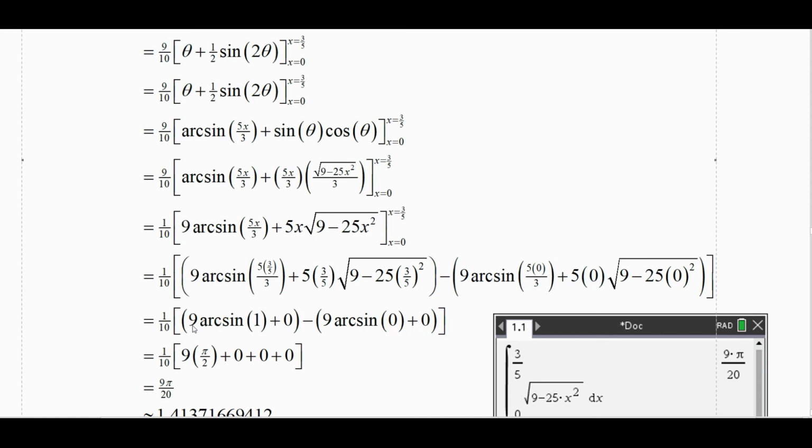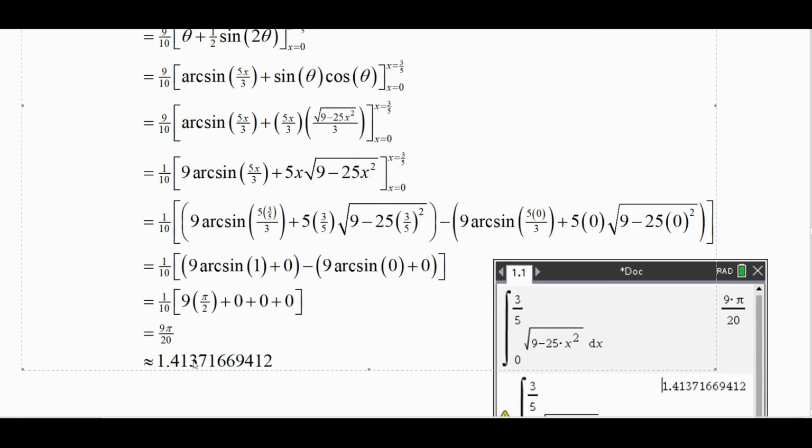So the only two terms we have are 9 arcsine of 1 minus 9 arcsine of 0. The arcsine of 0, the angle whose sine is 0, that's within the range that we would need from negative pi over 2 to pi over 2 is 0. And the angle whose sine is 1 in that range is pi over 2. So the only thing left is this part here. When you group everything together, we've got a 9 times 1 times pi is 9 pi for the numerator. We got a 2 times 10 is 20 for the denominator. So the final answer is 9 pi over 20, or approximately 1.4137, etc.